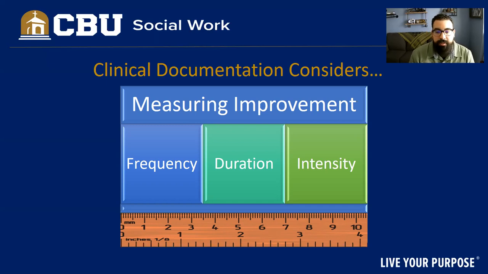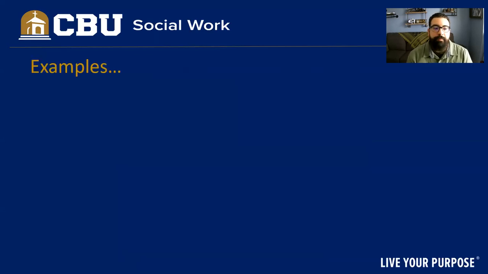So this is how to measure it, because then if the client starts reporting that they were only smoking pot once a day now, it's only about half an hour of duration, and they're starting to feel at about a 6 or 7 after working with them for a period of time, you know, things are moving in the correct direction. So this is really important to understand. We refer to measuring behaviors in frequency, duration, and intensity to monitor improvement.